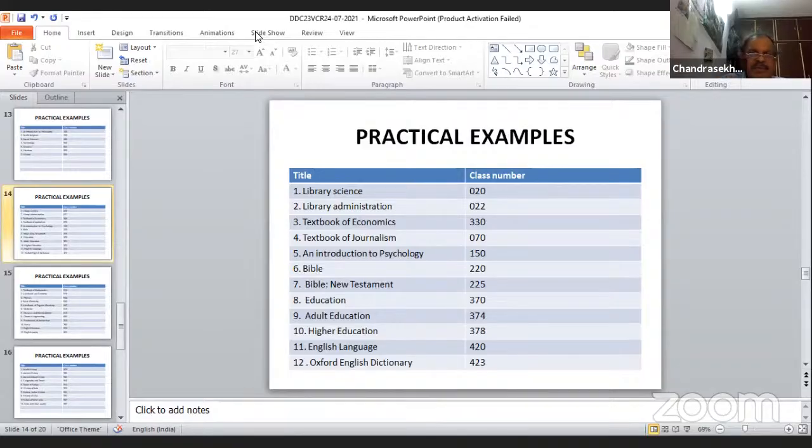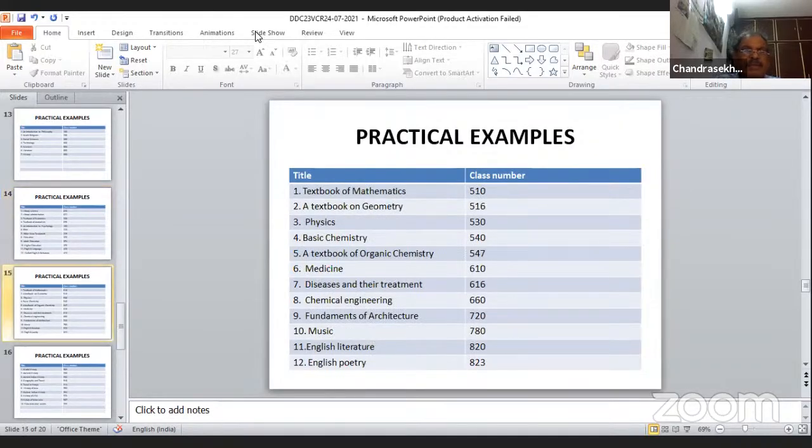So English language and dictionary ki 3 ane digit icharu. So 423 ane English dictionary. Literature next dantlo cheptanu. Okay. Then some more example, textbook of mathematics 510.